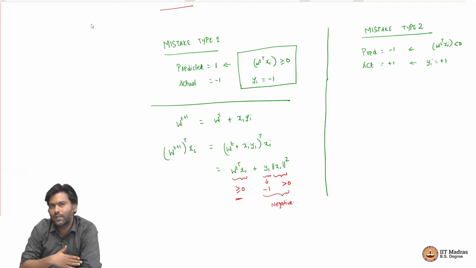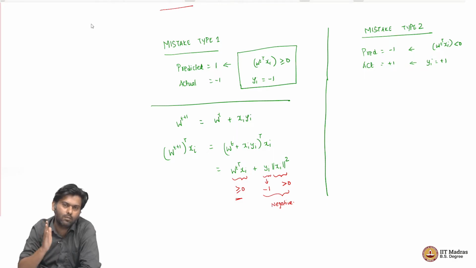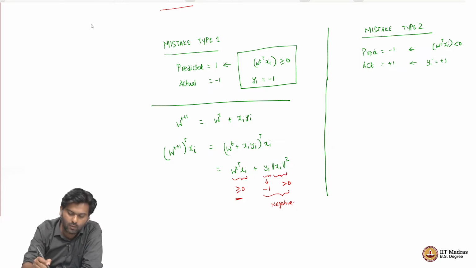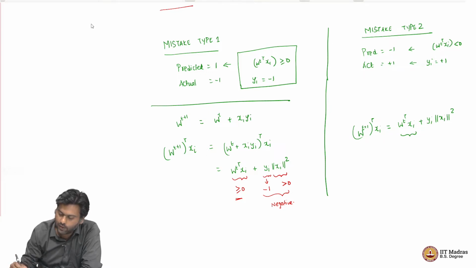So, at this point we are not saying it is correcting the mistake, but the W is moving in such a way that, at least, the dot product is going in the correct direction, right. So, that is what is happening here, and a very similar thing will happen here as well. So, here also, for the second mistake type, Wt plus 1 transpose xi is Wt transpose xi plus yi into norm of xi squared. But now in this case, the first term is less than 0, whereas the second term, yi is plus 1 now, so the second term is greater than 0.